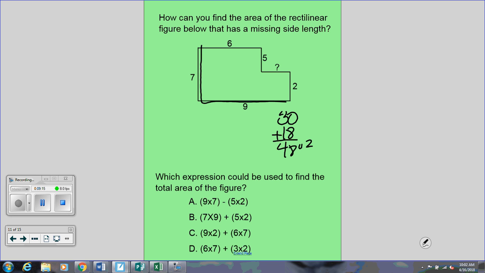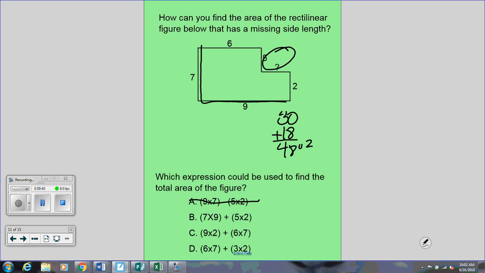So can I do 9 times 7? Yes or no? No, that is not a full array. I got this giant chunk over here missing. So can I ever come up with a rectangle with this shape that's a 9 by 7? No. So is answer choice A going to be right? No. If one part's not right, the whole thing's not right. Cross out A.